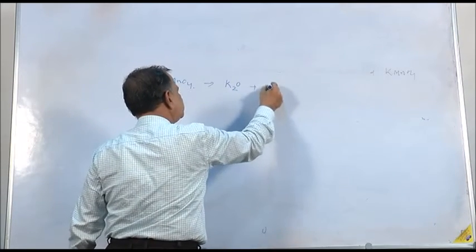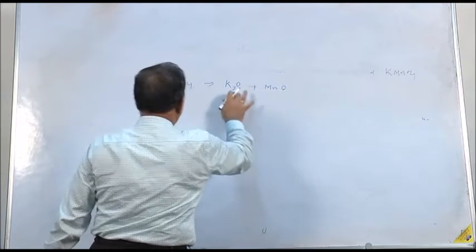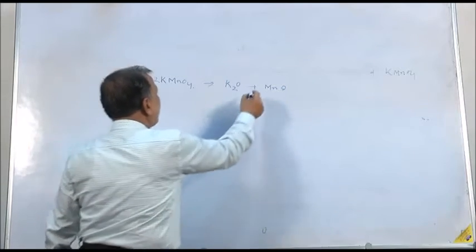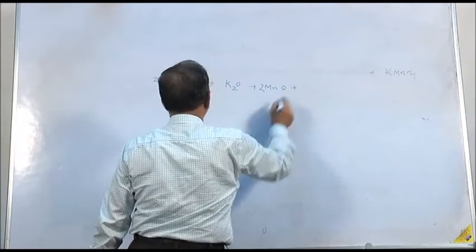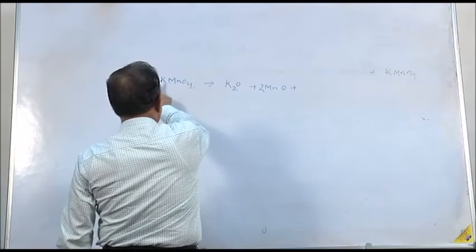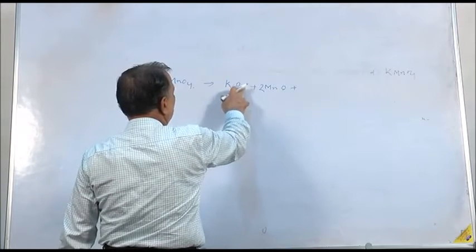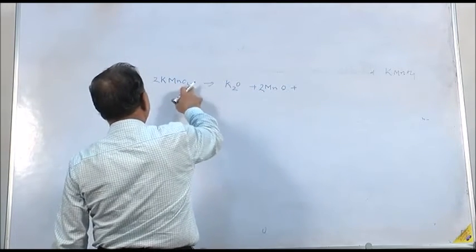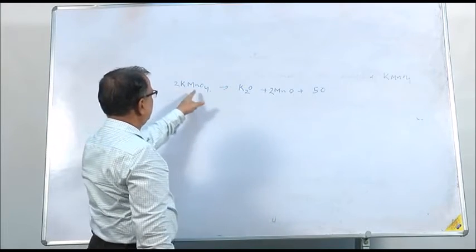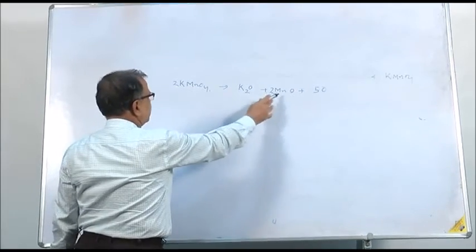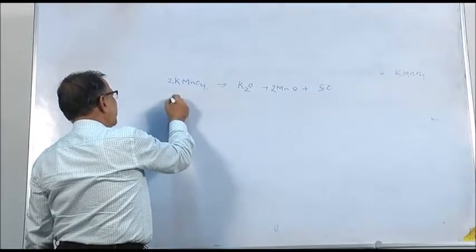2KMnO4 gives K2O plus MnO, and each part is balanced. Here K is there, so we may write 2K2O plus 2MnO plus, K balanced, manganese balanced, 8 oxygen. Here K2O has 1 O, 2 MnO has 2 O, so 3 O, so there remain 5 O. So 2KMnO4 changes to potassium oxide, manganese oxide and 5 oxygen. Why 5? From 8, 3 plus 5 O. In a similar manner we may write for dichromate.